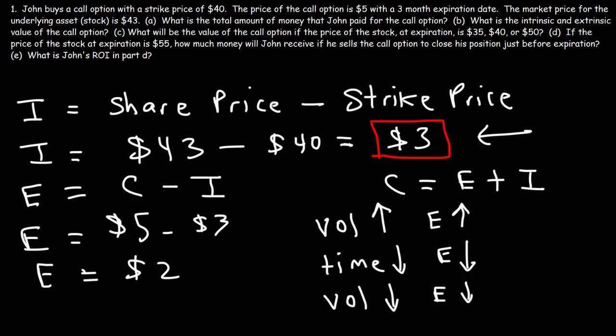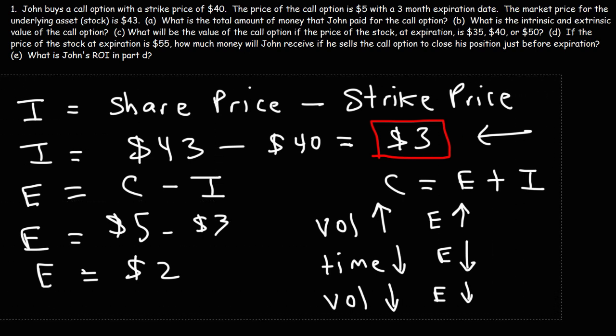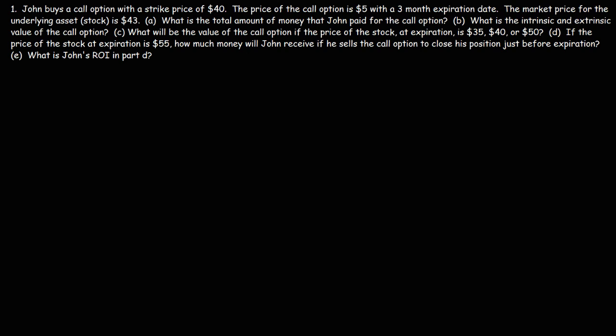So now let's move on to part C. What will be the value of the call option if the price of the stock at expiration is, let's say, $35 to start? So what do you think we need to do? Feel free to pause the video. So first, let's calculate the intrinsic value. The intrinsic value, as was mentioned before, is the difference between the share price and the strike price of the call option.